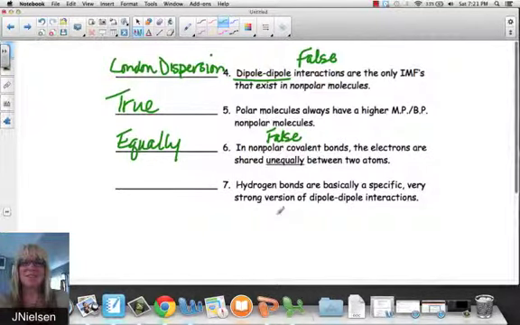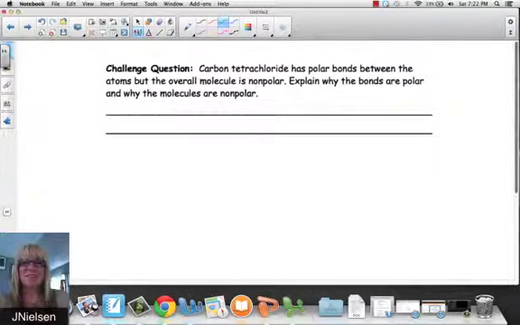Hydrogen bonds are basically a specific, very strong version of dipole-dipole interactions. That would be true. Challenge question, carbon tetrachloride. So here's carbon tetrachloride. So we've got 4 Cl's. Let's not forget our valence electrons.